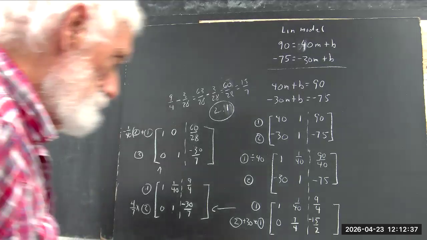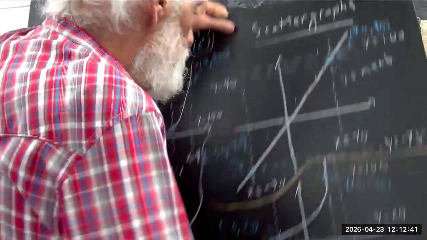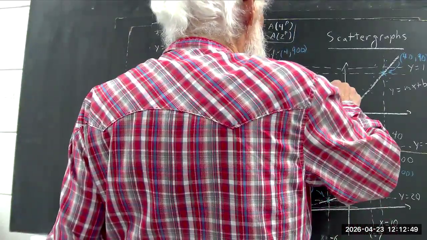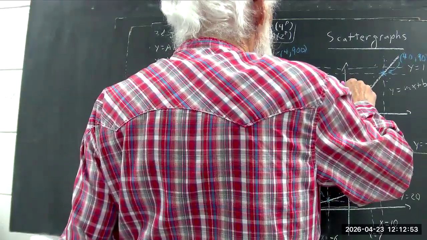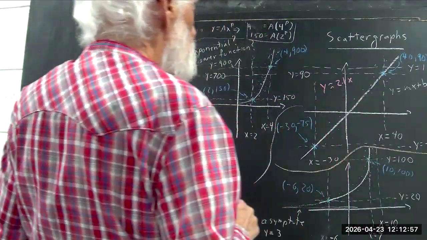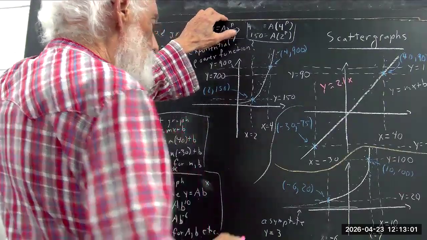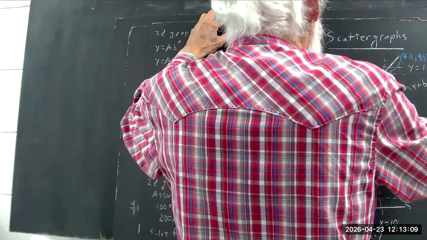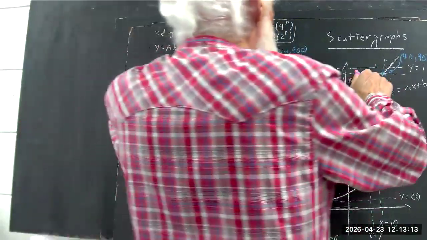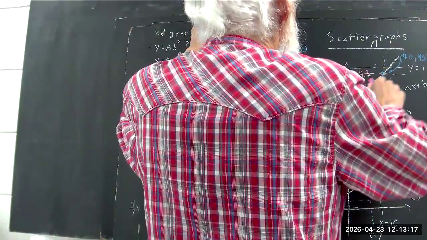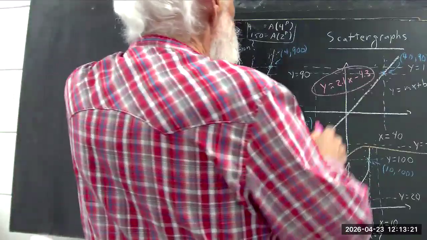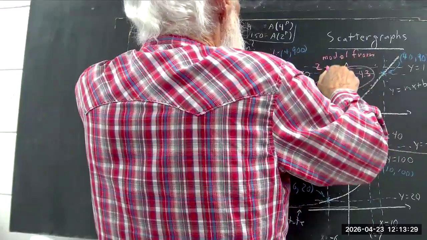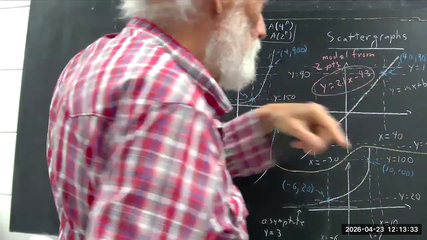Well, what's that tell us? That tells us that the formula for this line should be y approximately equals 2.1x minus 37 over 7 or 4, which is about 4.3. That's a model from the 2 points that we estimated.